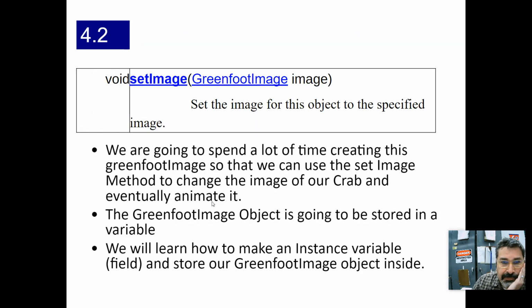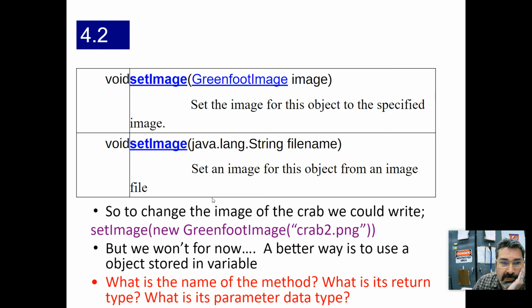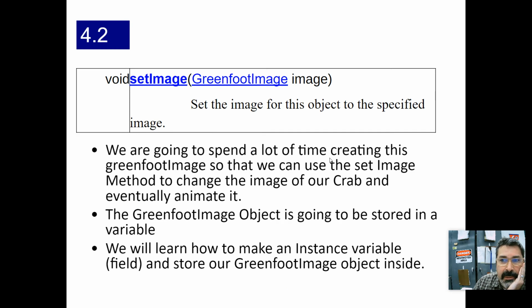Okay, so we're going to spend a lot of time creating this Greenfoot image. We want to create a Greenfoot image object so that we can use it to set the image. The Greenfoot object is going to be stored in a variable, which we haven't learned about yet. We will learn how to make an instance variable, a field, and store our Greenfoot object inside it. So we've got a lot to do.